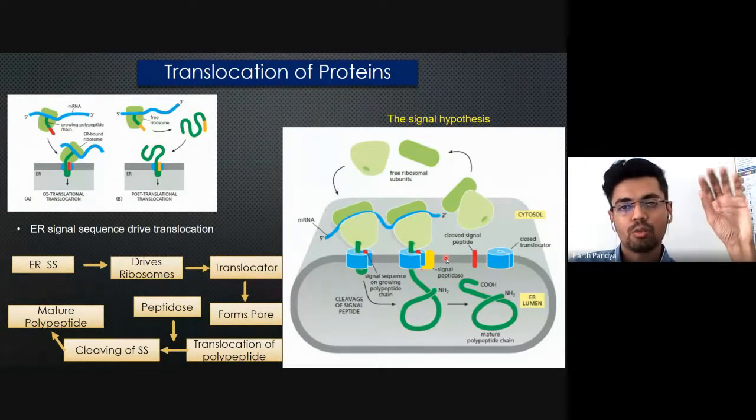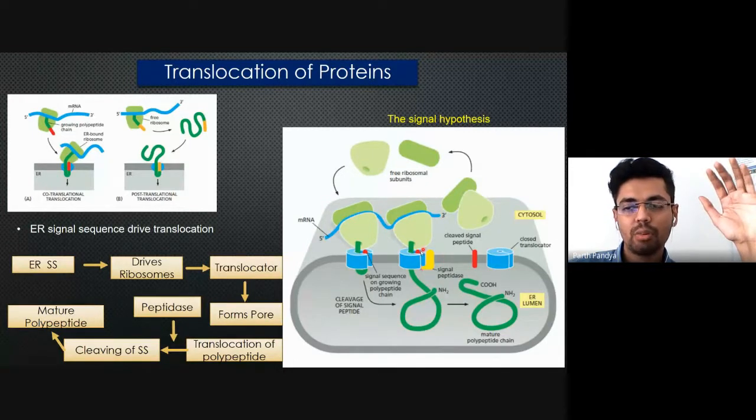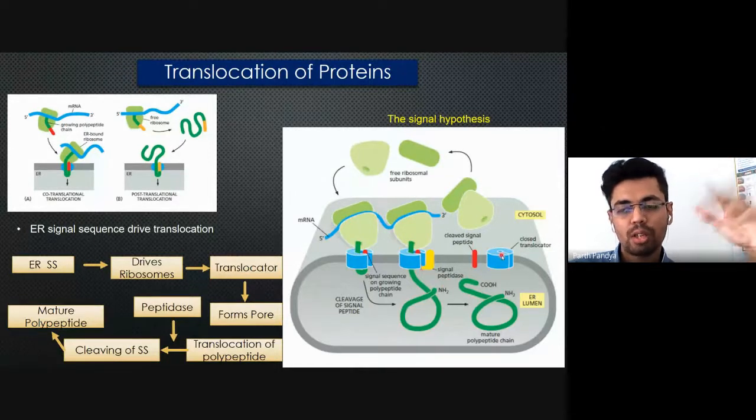So once the stop codon comes, the signal peptidase will come and cleave off the protein, and that mature polypeptide will be translocated in the ER. Then the further mechanism starts.